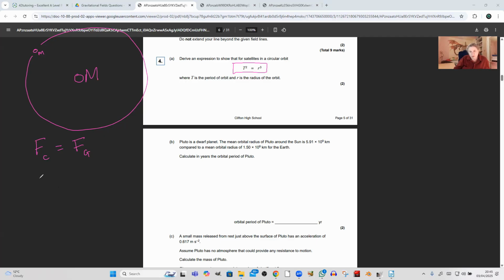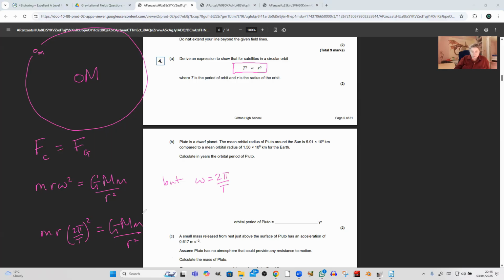So we want the version of centripetal force that's got omega in it, because we want to do 2 pi over T instead of omega. So we're going to go with m r omega squared is equal to big G, big M, little m over r squared. Okay, that is a direct response to the one above. But we also have omega is 2 pi over T, so I'm going to substitute for omega. So I end up with m r and then 2 pi over T all squared is equal to big G, big M, little m over r squared.